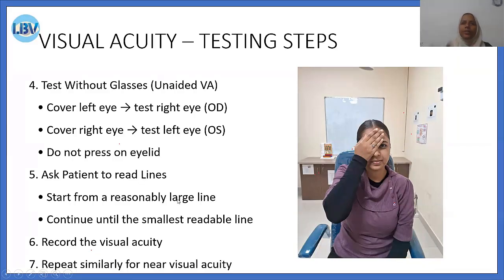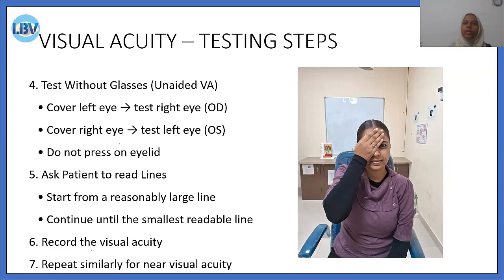We start from reasonably larger lines, if we can make out that the patient can read up to 6/6. That is your assumption. So you start with the larger lines. If the patient is reading very efficiently, you can move to the smaller letters. You can maybe leave one line in between also if the patient is reading very efficiently. If the patient has a refractive error and is finding it troublesome to read the letters, make sure that you give time to the patient and let the patient take time and read each letter.